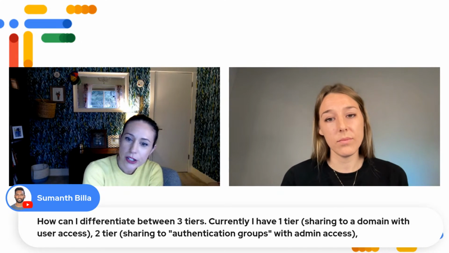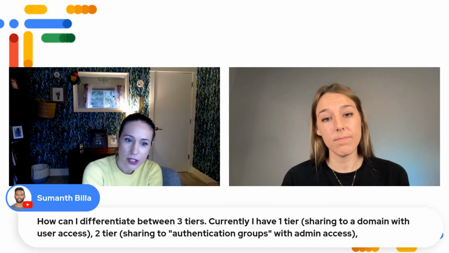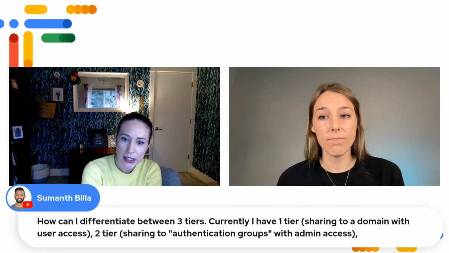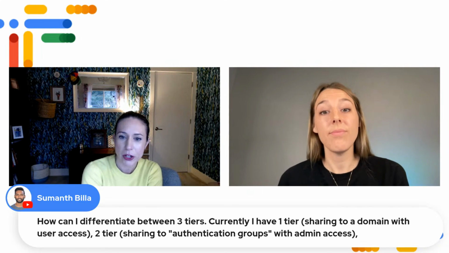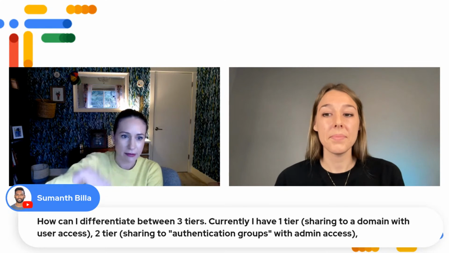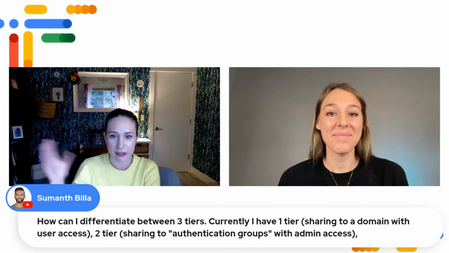I currently have 1 tier sharing to a domain with user access, 2 tier sharing to authentication groups with admin access. Sorry, this might be one to take offline. I'm not sure I'm understanding the details of it here. So maybe we can look at the full thread of it, and then we can respond that way. Yep. Sorry. I just want to be sure I'm giving a clear answer, because authentication is a tricky thing, and especially not a thing you want to poke around at.